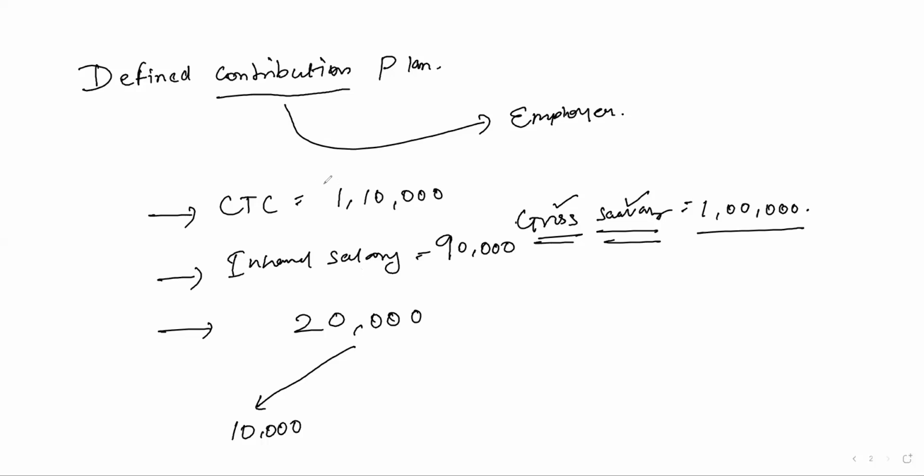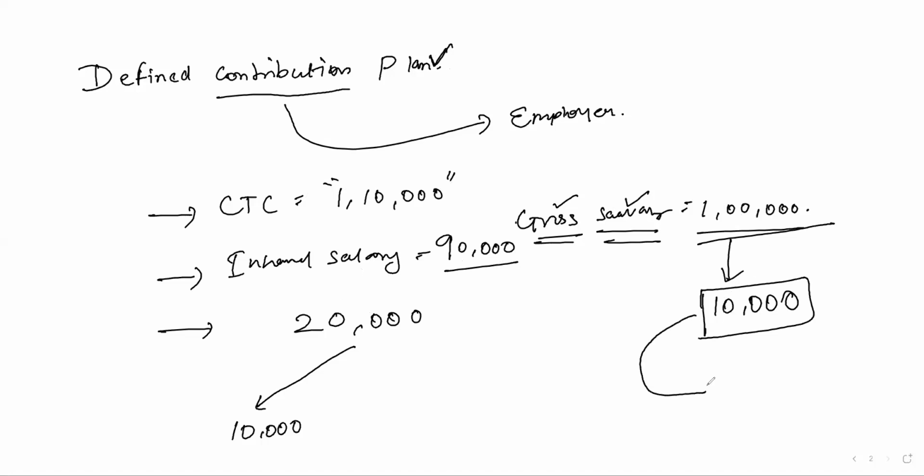So CTC is 1,10,000. Gross salary is 1 lakh rupees. In hand salary is 90,000. So 10,000 out of your gross salary goes to your pension fund, or your defined contribution plan, from your end, and 10,000 out of this is what your employer contributes. This generally happens in case the employer is a private organization and not a government organization.